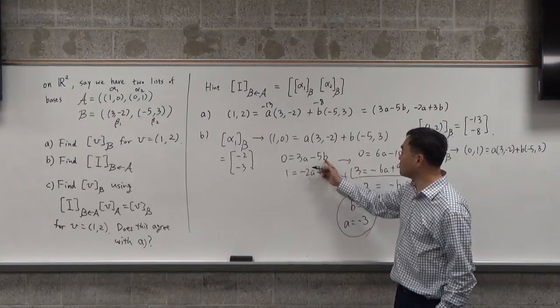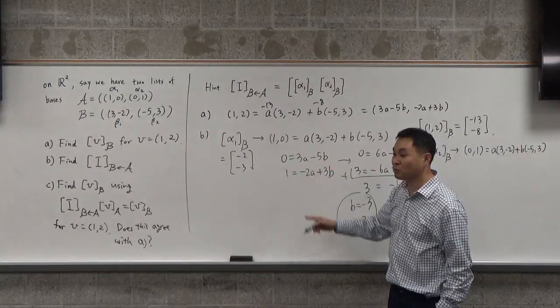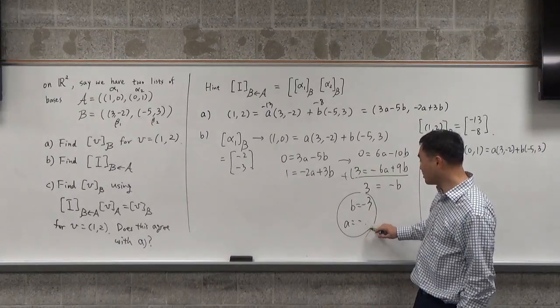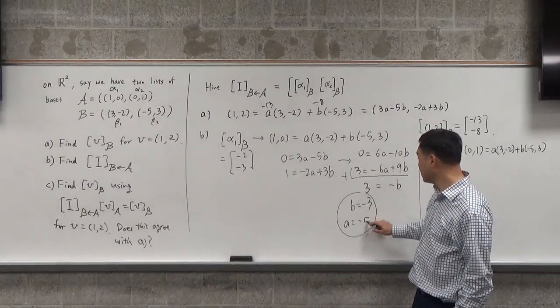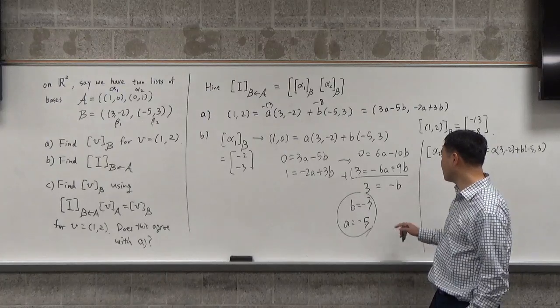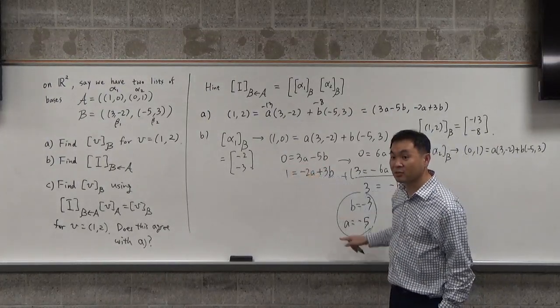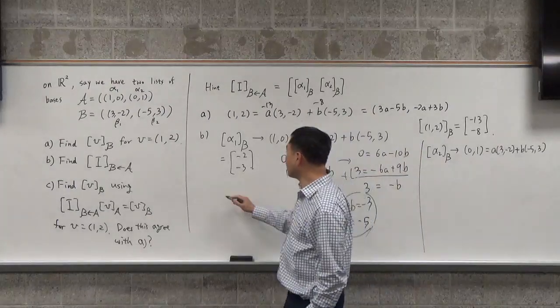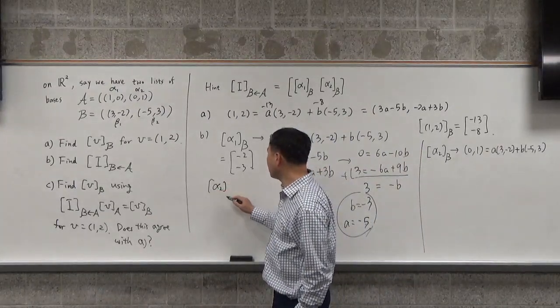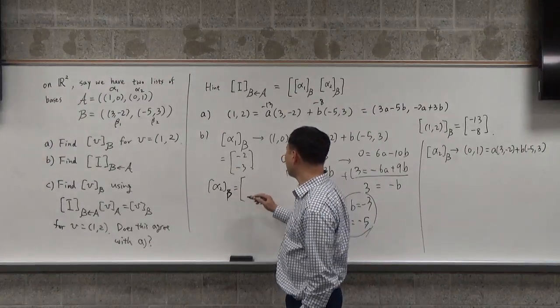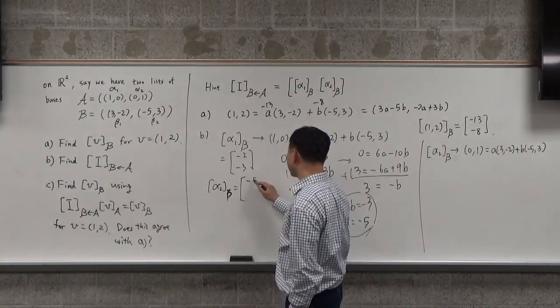If you plug in negative 3 here, that's positive 15. Subtract, you get negative 5. Is that right? Or did you get something else? Yeah. B is negative 3, so you get negative 5? Okay. So alpha 2 beta would be, basis B would be negative 5, negative 3.